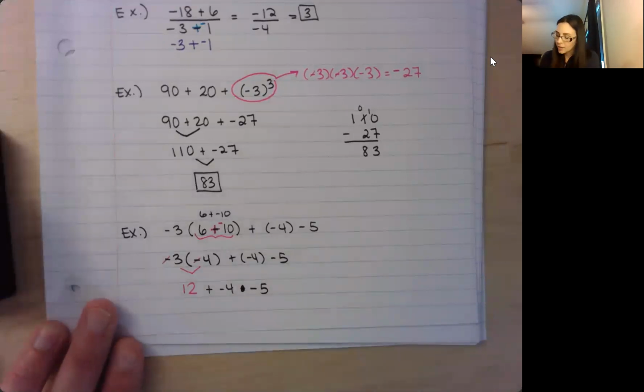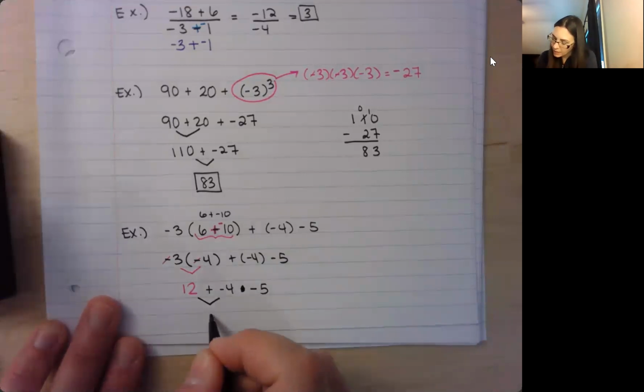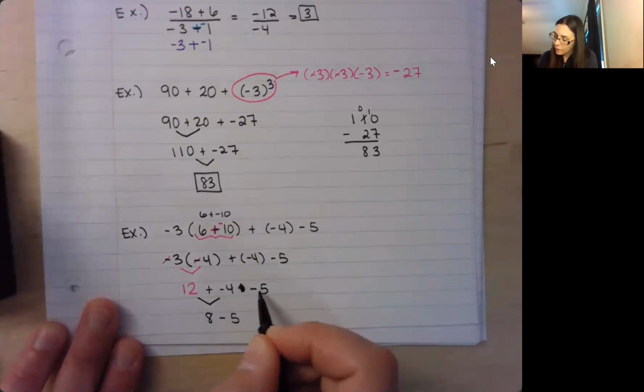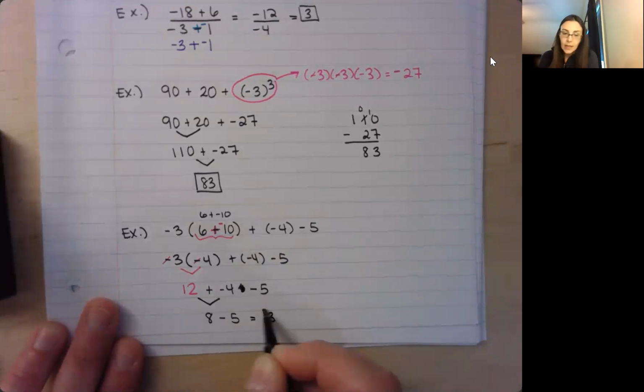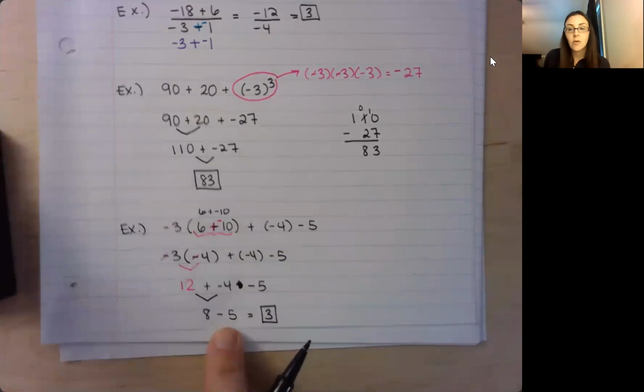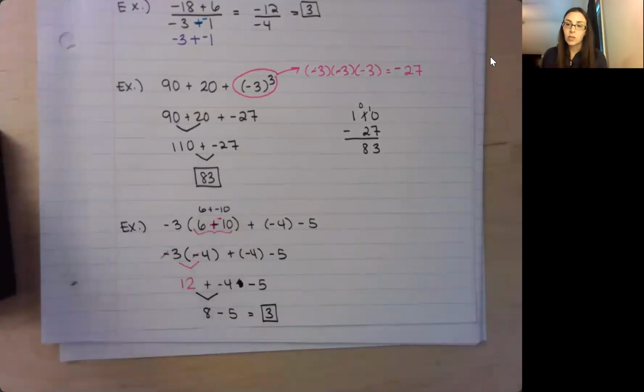I do adding and subtracting going left to right. So +12 plus -4 is a +8. And then here I just have 8 minus 5, which is 3. Now, if you want to do that keep, change, you can there. But 8 minus 5 is just a regular subtraction, so we can do it that way as well.